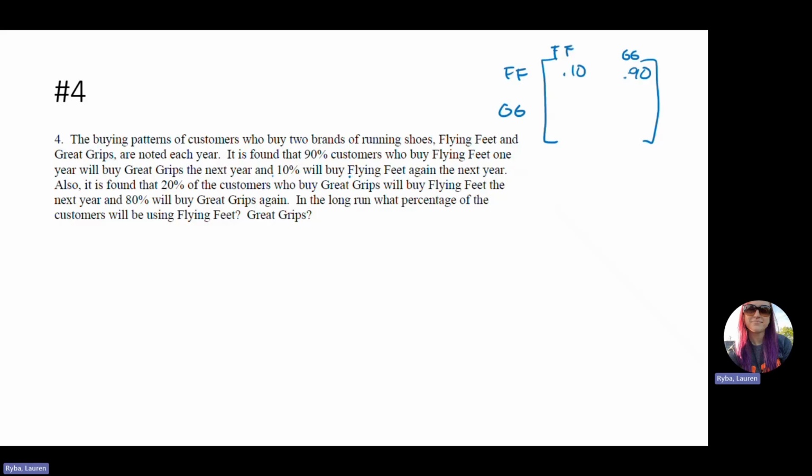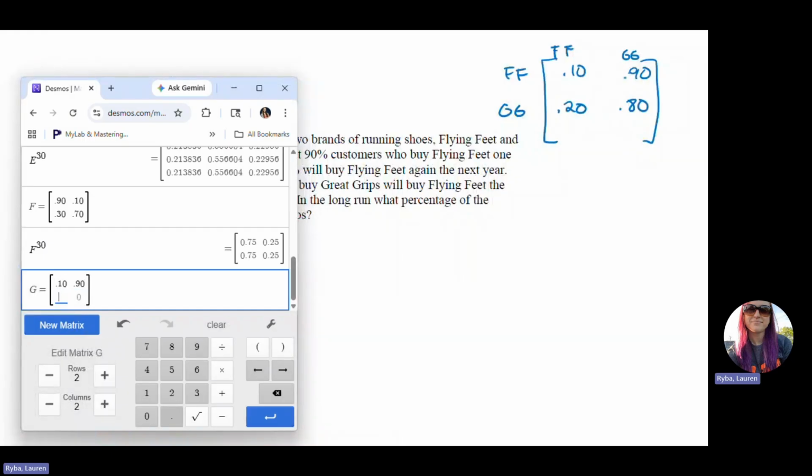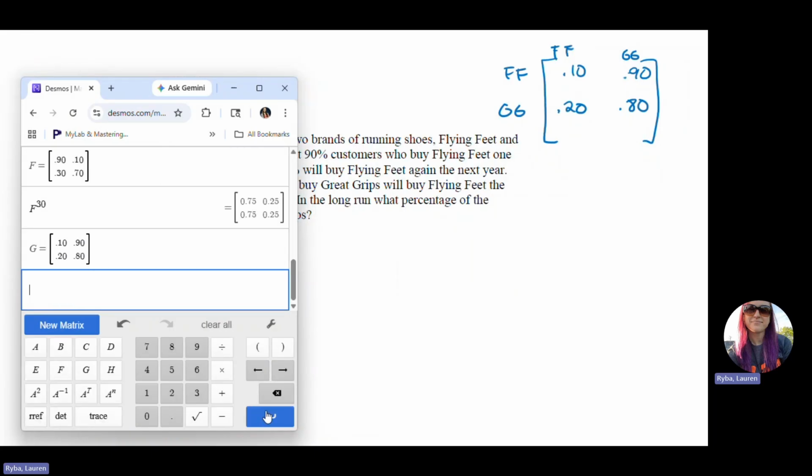10% will buy Flying Feet again the next year. We got that part. Also, it's found that 20% of the customers who buy Great Grips will buy Flying Feet the next year. So only 20% left Good Grips. 80% remained. So again, you're seeing higher percentages with Good Grips. So we would expect in the end, their percentage to be higher overall. All right, make our matrix. 0.10, 0.90, 0.20, 0.80, and raise it to the 30th power.